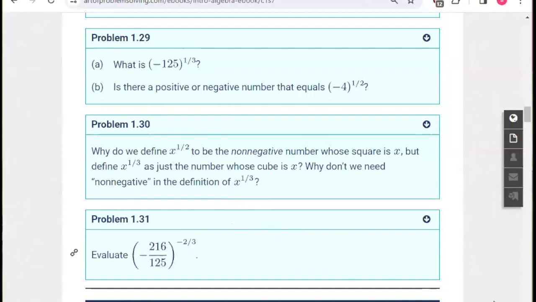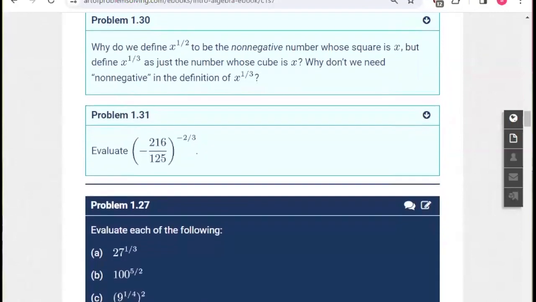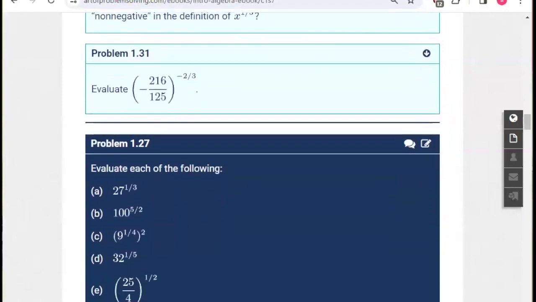Okay. So we talked about that. Let's do 1.31. Bohan, would you please start that one off? Evaluate -216 over 125 to the -2/3. Okay, to the -2/3. You've got a bunch of things going on, and you don't sound 100% healthy.